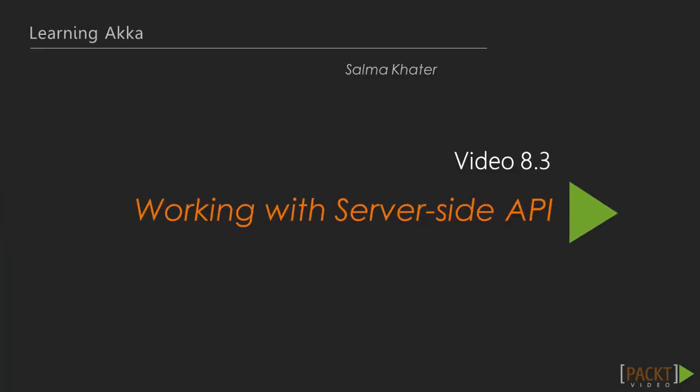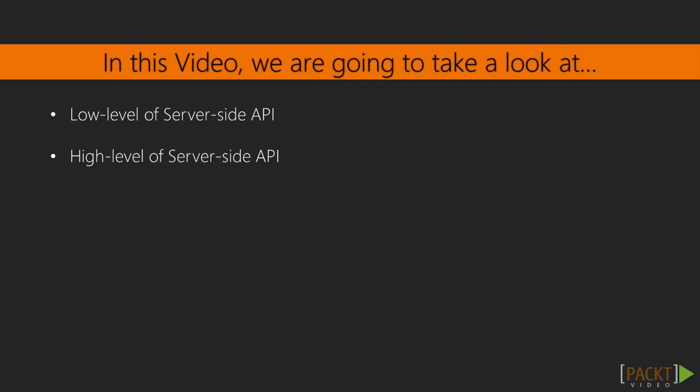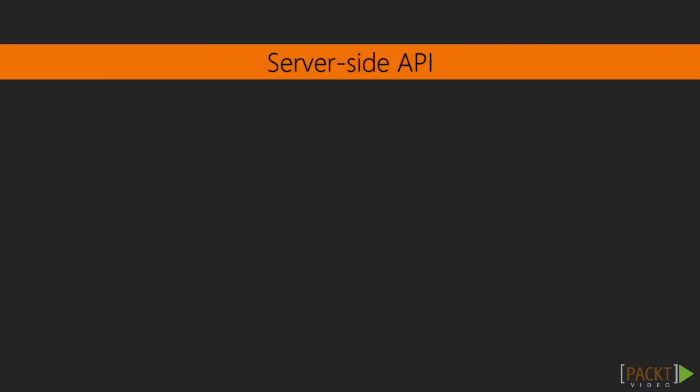Welcome to the third video in Section 8, Working with Server-Side API. In the previous video, we were working with the client-side API and we implemented our example using connection level, host level, and request level. In this video, we will take a look at low level and high level of server-side APIs. Let's get started.